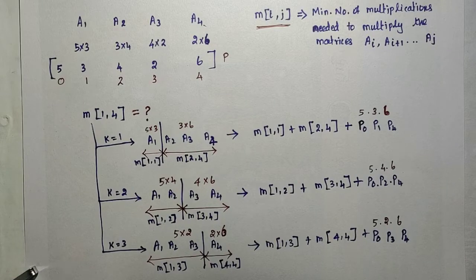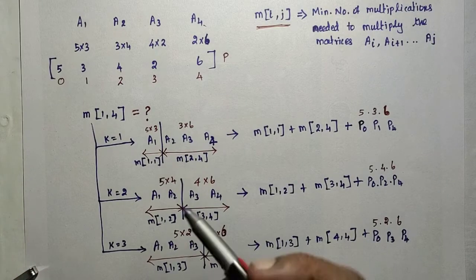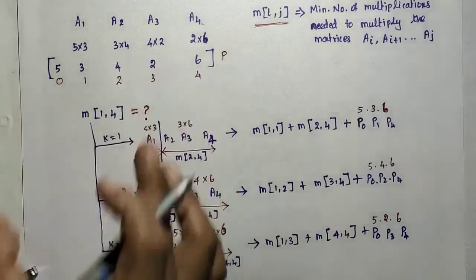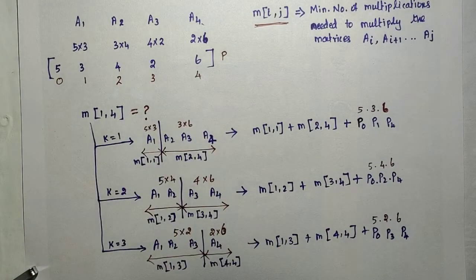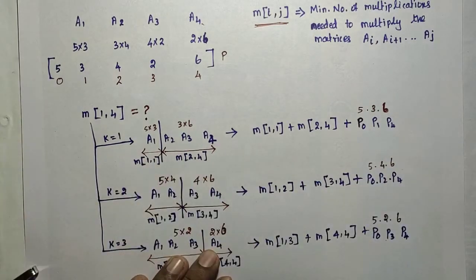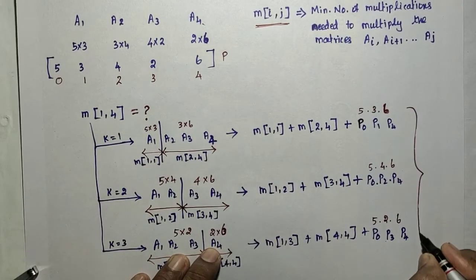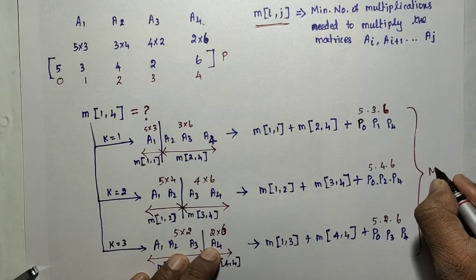So no more options are there. The cut may be made on the first, second or third, and then we will get the final result. That's all. Okay, so only these three possibilities. Among these three possibilities, which one is the minimum, that we have to find. Among these three total numbers of multiplications, what is the minimum I need?